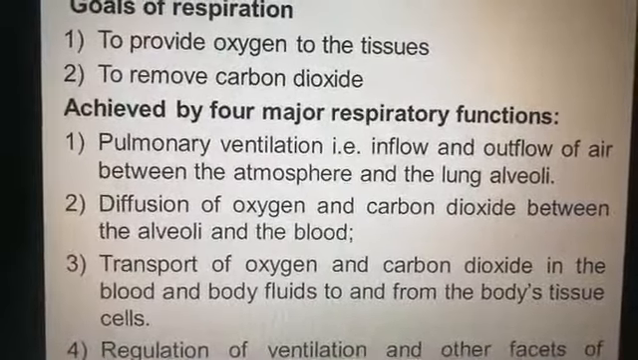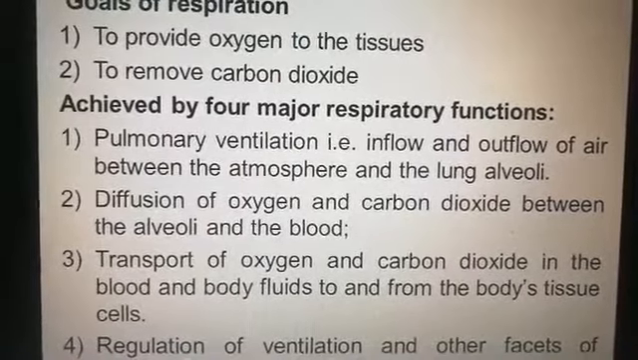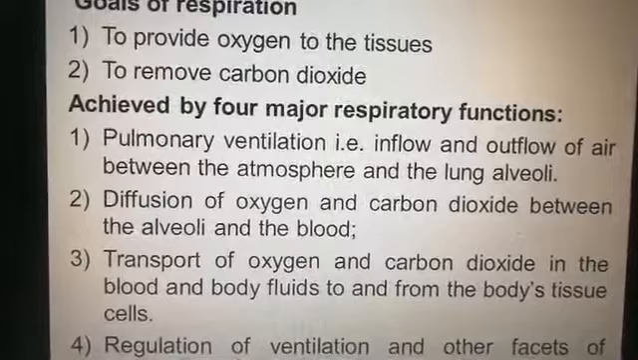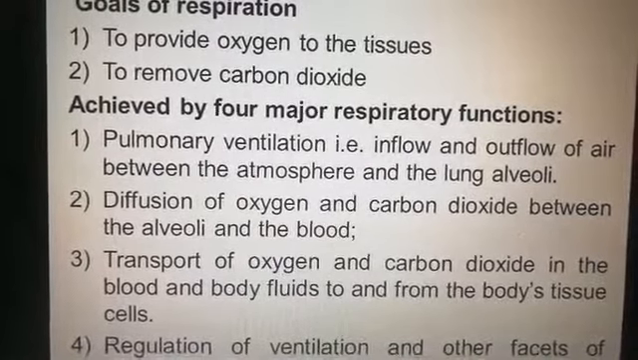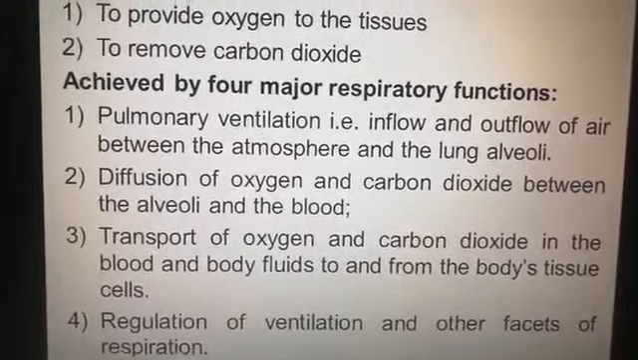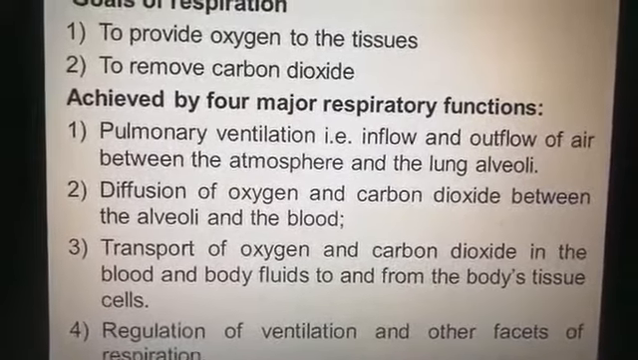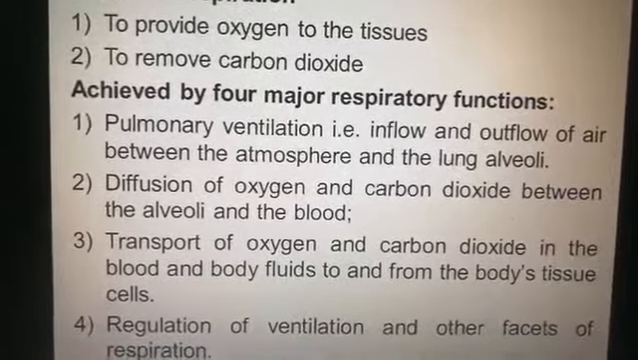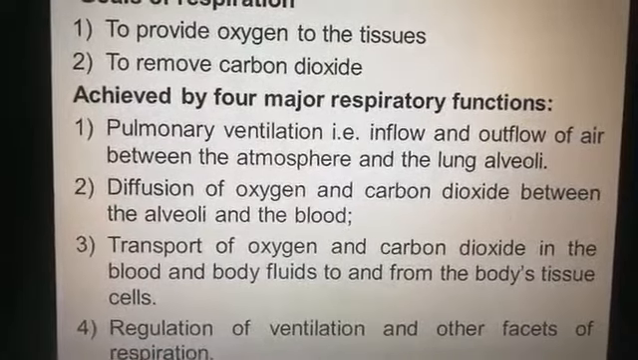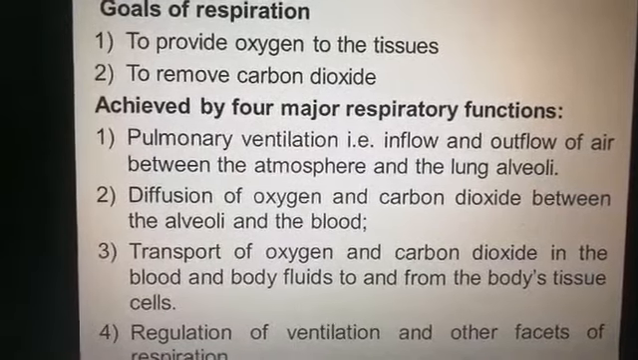And the second step is diffusion of oxygen and carbon dioxide between the alveoli and the blood, and then transport of oxygen and carbon dioxide in the blood and body fluids to and from the body's tissue cells. And the fourth step is regulation of ventilation and other phases of respiration. So these are the steps which are in sequence.